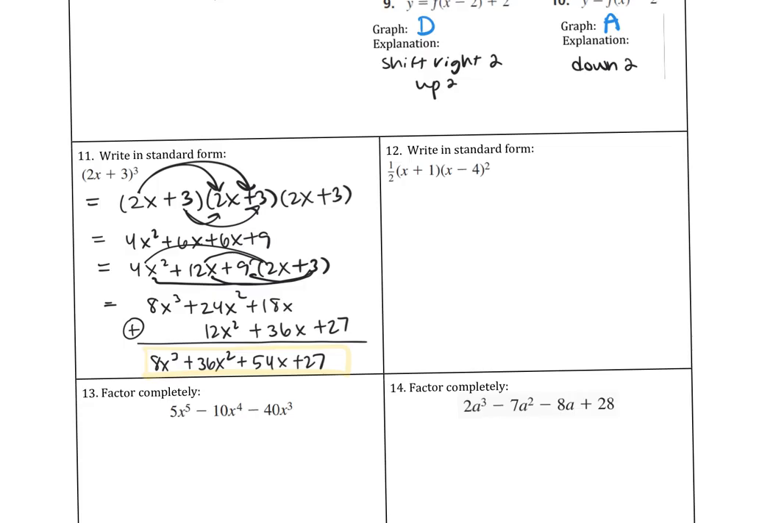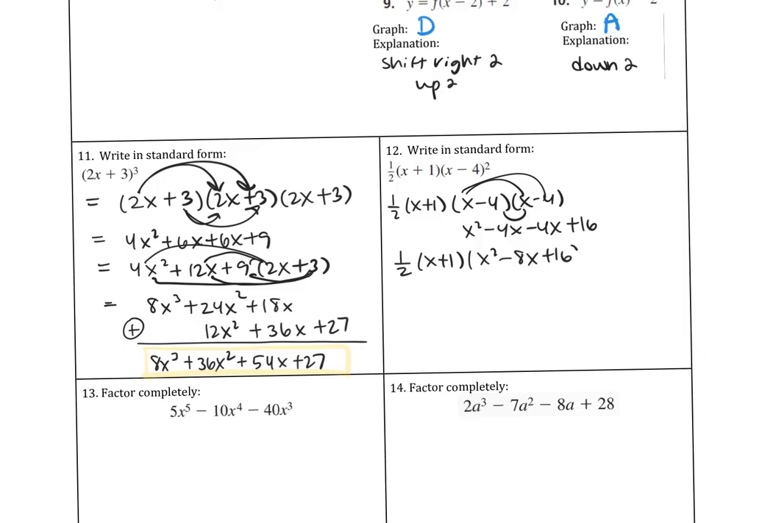Okay, let's do it again in standard form on this problem number 12. Let's leave the 1/2 x plus 1 for the very end. And let's expand and FOIL out that x minus 4 squared. We'll get x squared minus 4x minus 4x plus 16. And when we combine like terms, we'll get x squared minus 8x plus 16.